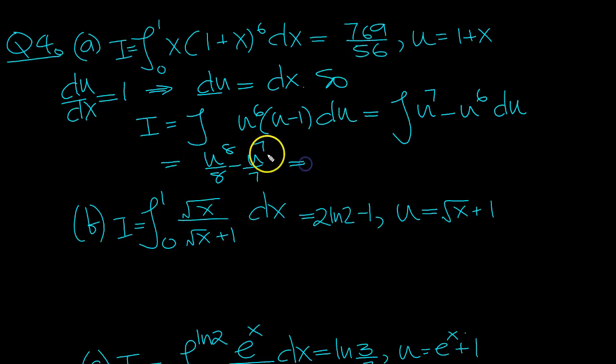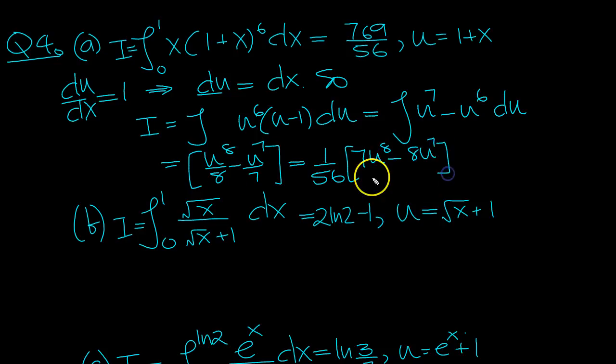which is equal to, now I'm going to cross multiply the fractions, and I'm going to take a 1 over 56 out at the bottom. Cross multiply: 7u to the 8 minus 8u to the 7, over, and then cross multiply the fractions and put it here. Okay, that's what we've got.